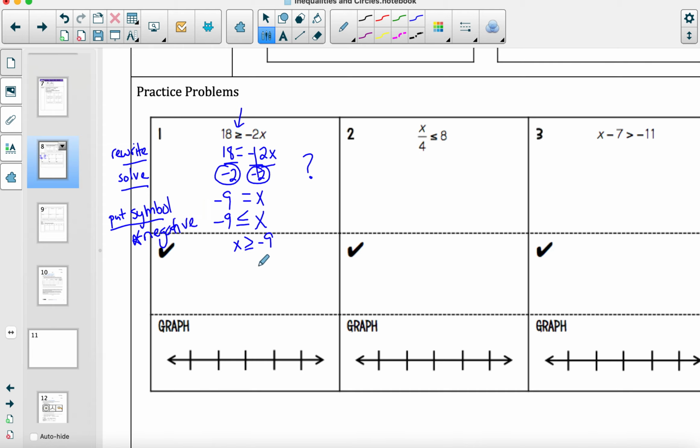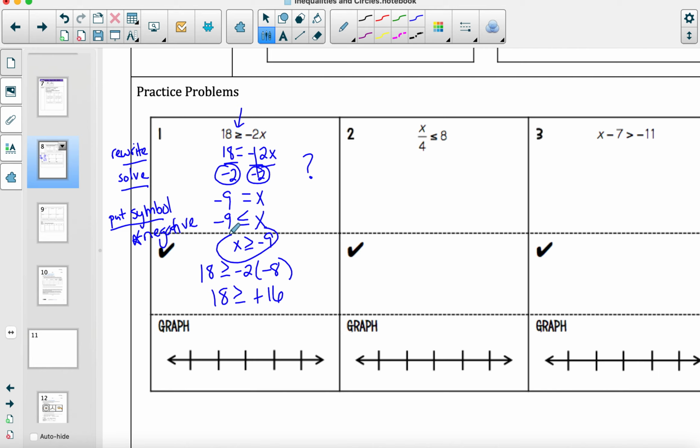Now I want to check my work. So x is greater than or equal to negative 9. I want to find a number that's greater than or equal to negative 9. So I'm going to choose negative 8 because it's less negative. That means it's greater. All right. So negative 2 times negative 8 is positive because they're the same sign, and 2 times 8 is 16. 18 is greater than or equal to 16. That is true. So I know I'm right.